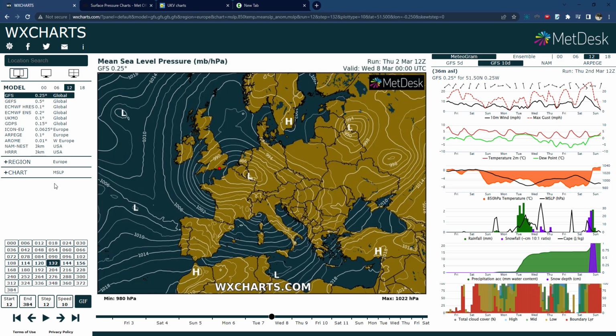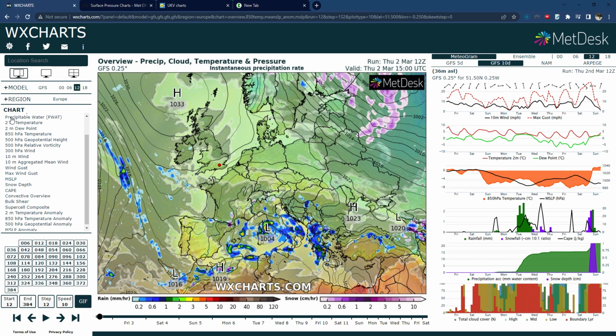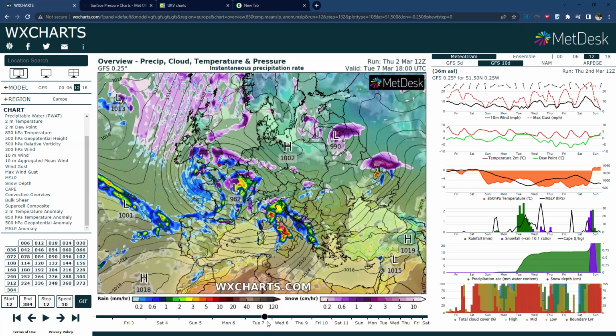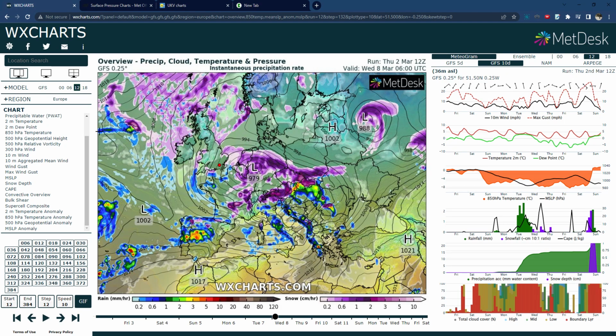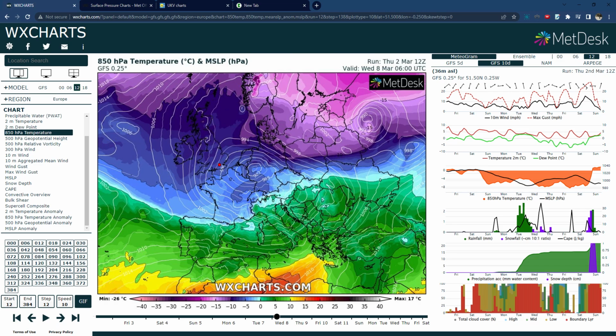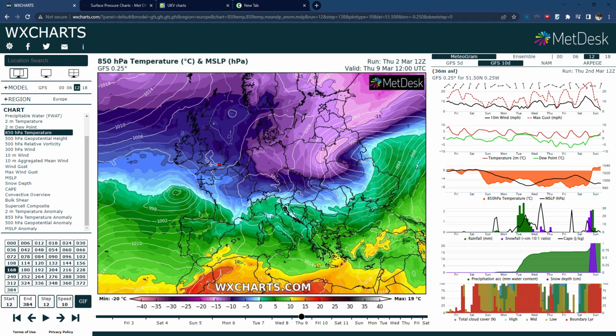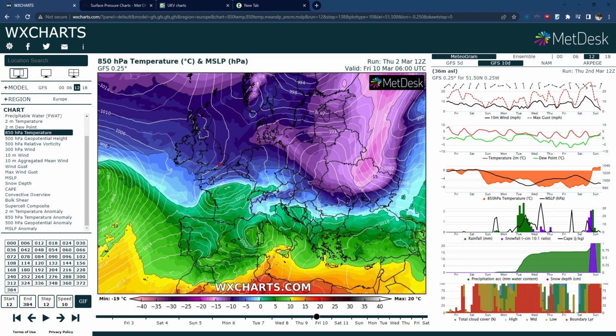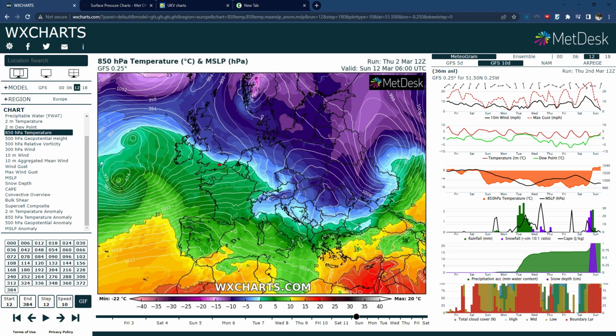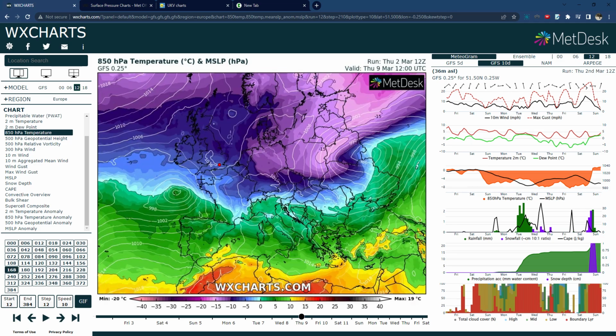If I show you the GFS model, you can see on Tuesday, with a northerly flow, we have that dark blue and purple air pulling down quite far south across the whole of the UK, and then it stays at least until Friday. So we know that's going to happen.